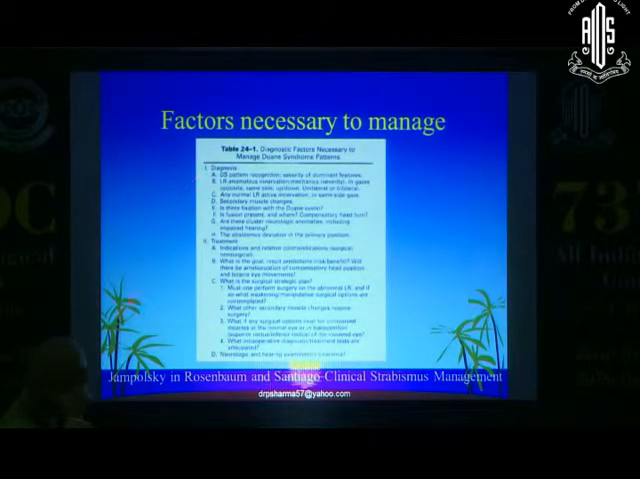There is a very nice chapter by Dr. Jampolsky in Rosenbaum and Santiago's book, which I would recommend that if you want to really go into the depth of understanding of Duane's retraction syndrome, you can read that chapter. It's a little more difficult to understand, but it is really comprehensive.